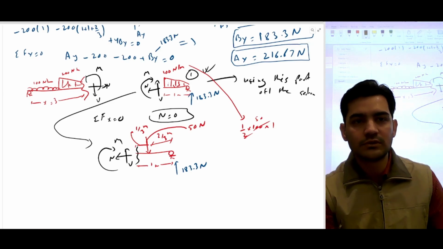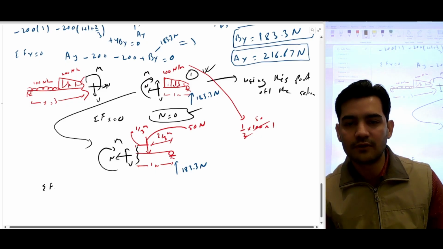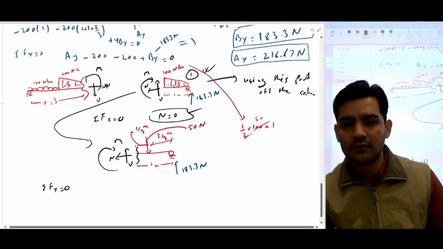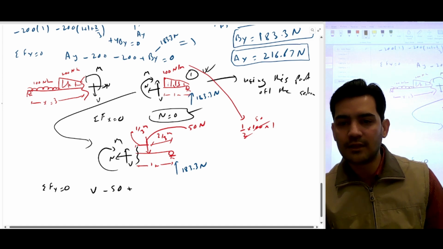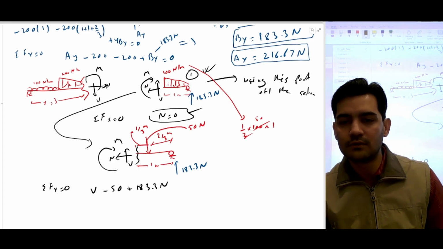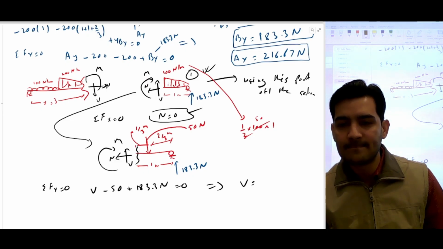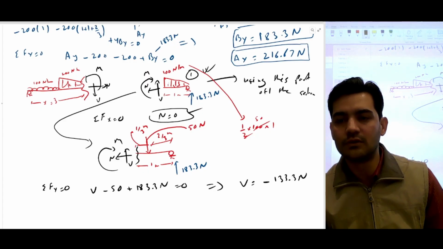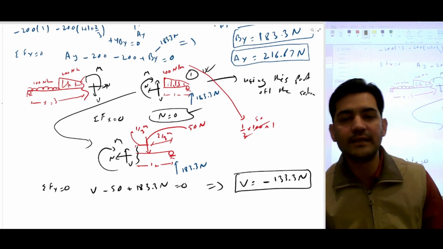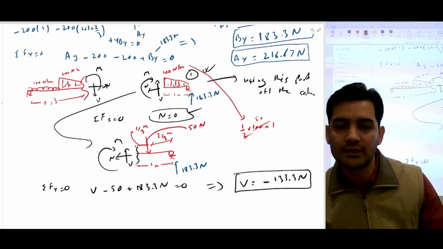If you do summation of f of x, you will get normal force. If you do summation of f of y is equal to 0, shear force is upward, so positive. This is negative 50. This is positive 183.3 Newton, equal to 0. So the shear force will be negative 133.3 Newton, which means that the direction we have assumed is not the right one. We have to change the direction.